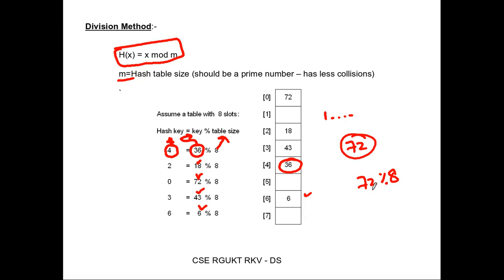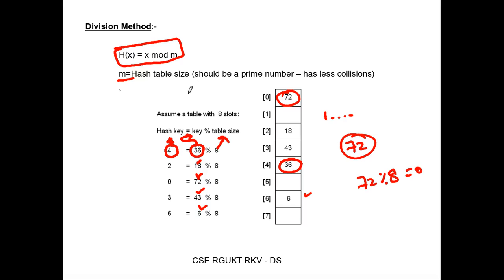So 72 mod 8 gives me 0, so I immediately go to index 0 and get the element. If the element is not available there, that implies the element is not available in the array itself. So as you can see, searching becomes easier. The way in which you store the data is the way in which you retrieve the data.